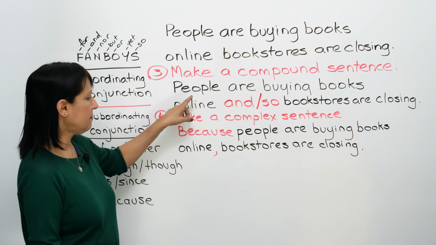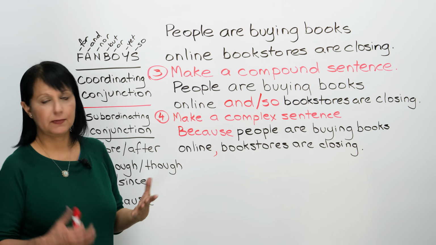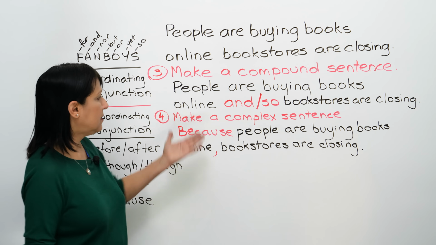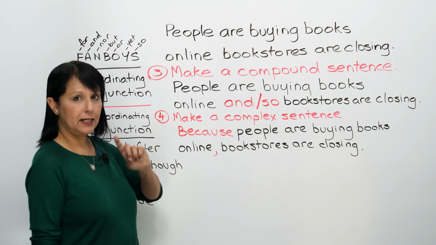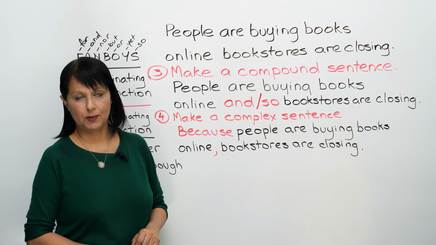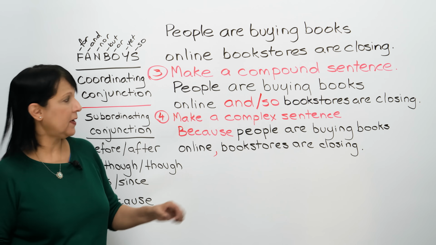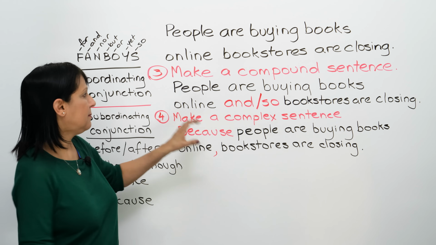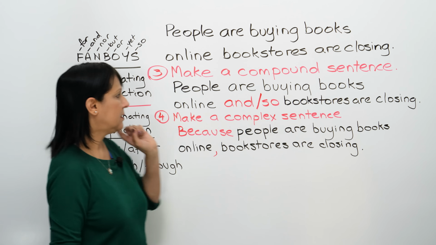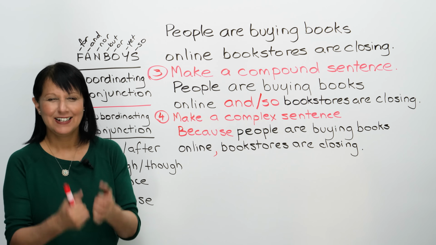For example, people are buying books online and bookstores are closing. Now it's a proper, correct sentence in terms of grammar. Or we could have said here, people are buying books online, and in this case, comma, so bookstores are closing. Okay, but either of those words makes this now a correct sentence, all right? And that would be called a compound sentence because we have two complete sentences. People are buying books online. The second sentence, bookstores are closing, but they're connected properly, okay? I hope you're with me.